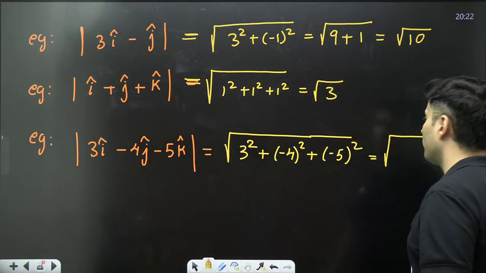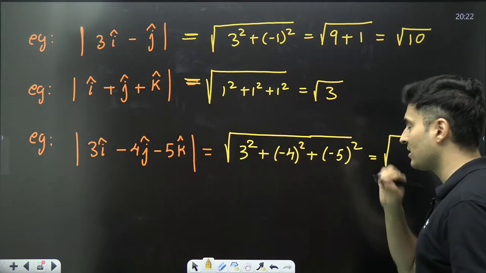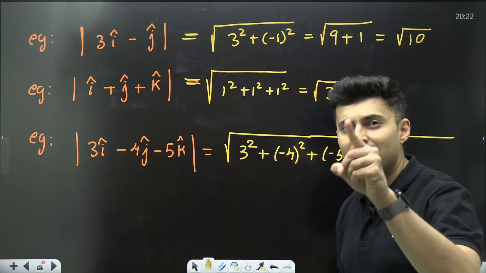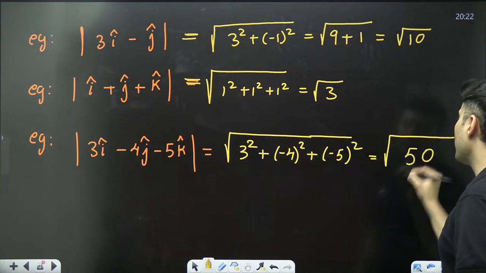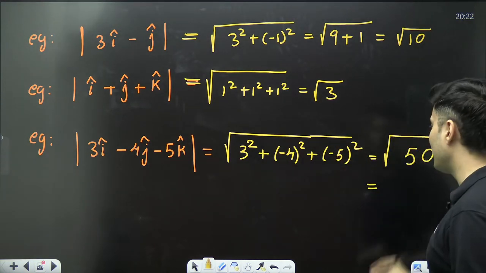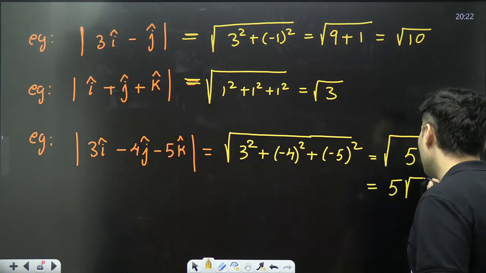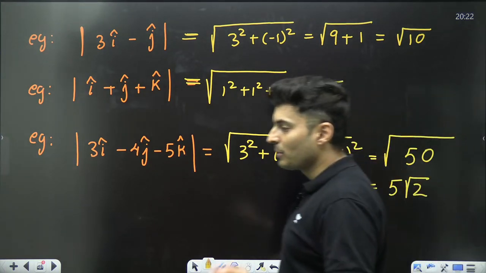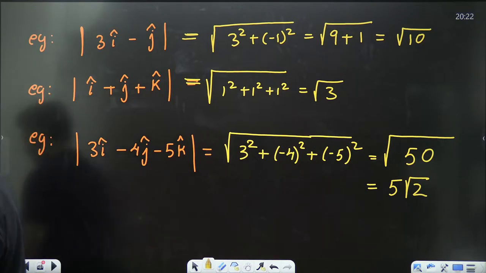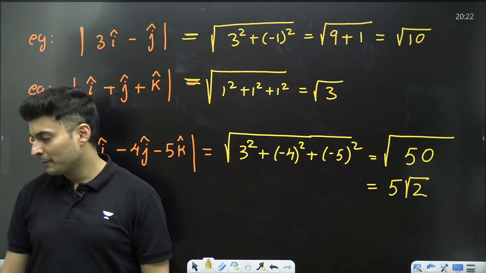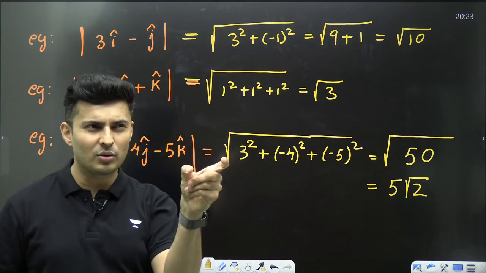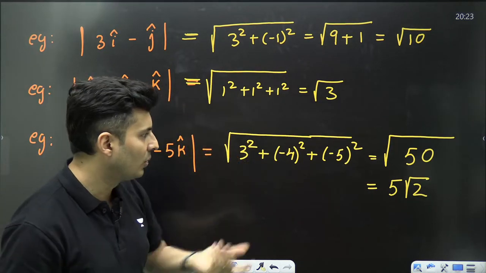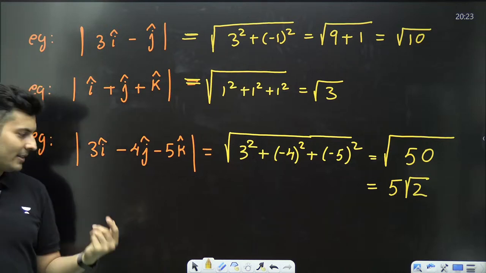So this will be root of 9 plus 16 plus 25. 9 plus 16 is 25. 25 plus 25 is 50. 50, I can write it as 25 into 2. So this will be 5 root 2. So answer should be 5 root 2 or root 50. Very good. So 50 is 25 into 2. 25's root is 5. So 5 root 2 will remain. That's how you get the answer.